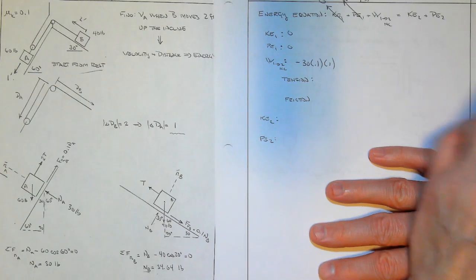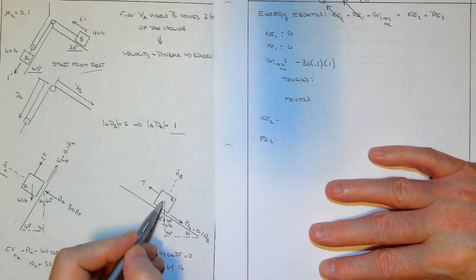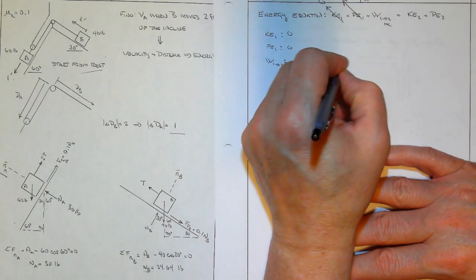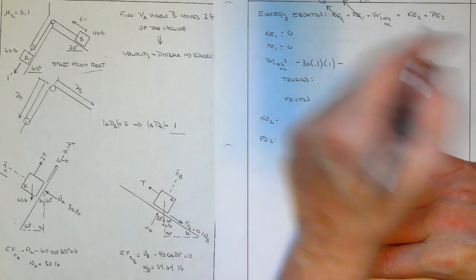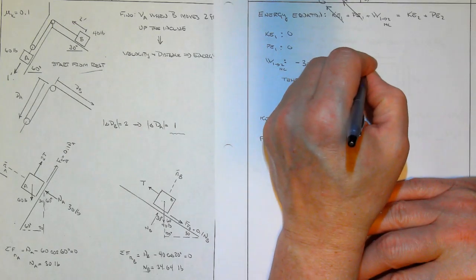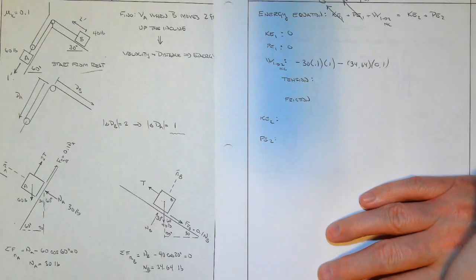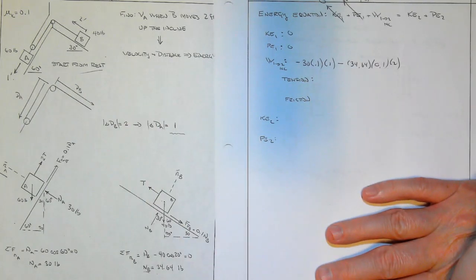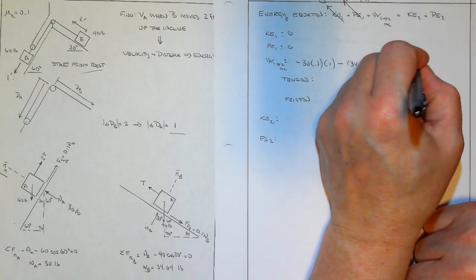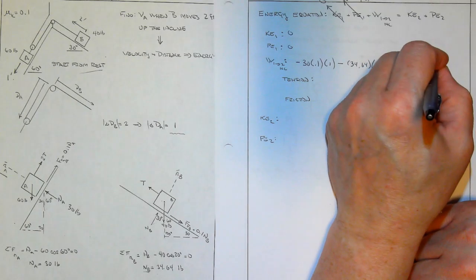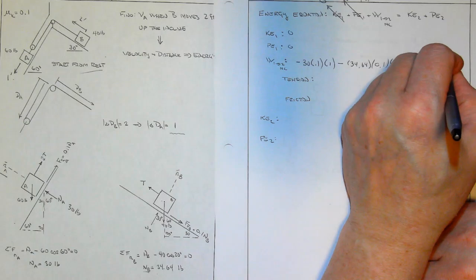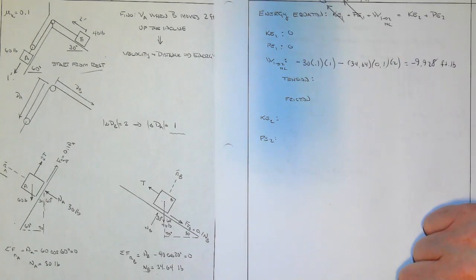All right, negative. Now over here, friction's going the other way, it's moving that way. So we're going to have, due to friction, again negative. The normal force is 34.64, coefficient of friction 0.1. It's going up 2 feet. So we have that. And if you multiply those out, you'd have minus 9.928. That would be foot-pounds, or pound-feet, whichever one motivates you.